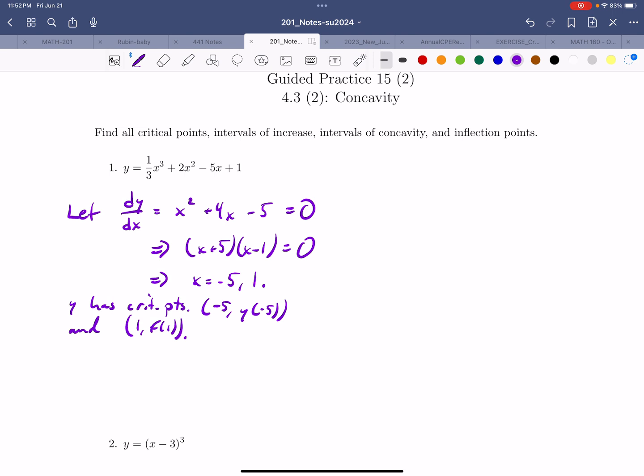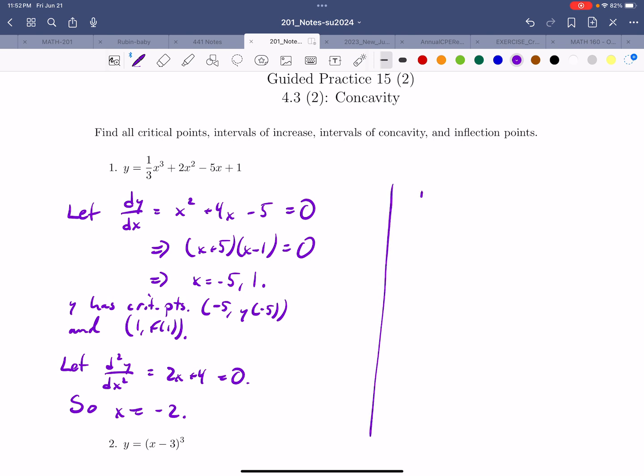Our intervals of increase, well, I guess we ought to do that out, right? Get a little chart going. You know what? Let's wait. Let's do the second derivative first, right? So now we're going to let d squared y over dx squared, right? Take the second derivative, which is just 2x plus 4 equals 0, right? So here x has to equal negative 2.